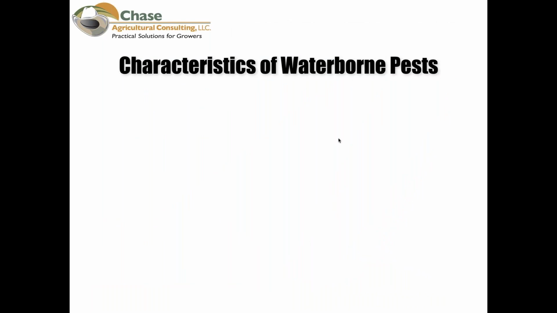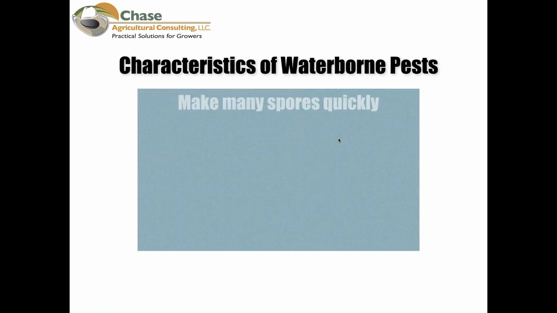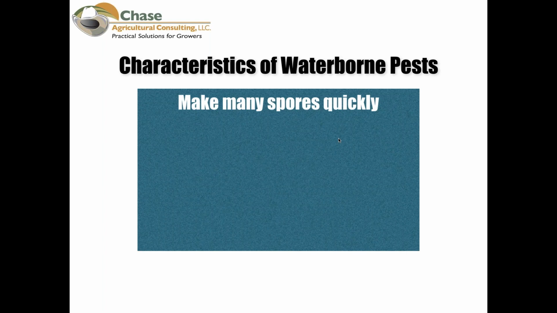So let's start off and talk a little bit about waterborne pests. What makes something a waterborne pest? Not just something that's in the water, but what makes it a problem? So a pest is a problem, basically. Anything that makes a lot of spores very fast can be spread by water well. It's just something that helps make it an issue.